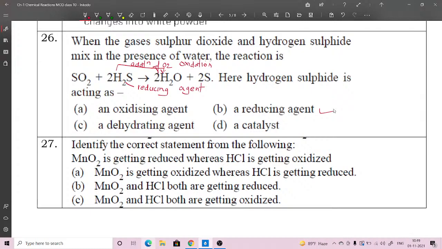Identify the correct statement from the following. A, MnO2 is getting reduced, whereas HCl is getting oxidized. B, MnO2 is getting oxidized, whereas HCl is getting reduced. C, MnO2 and HCl both are getting reduced. D, MnO2 and HCl are getting oxidized. The correct option is A, that is MnO2 is getting oxidized, whereas HCl is getting reduced. Let us move on to the next set of questions.